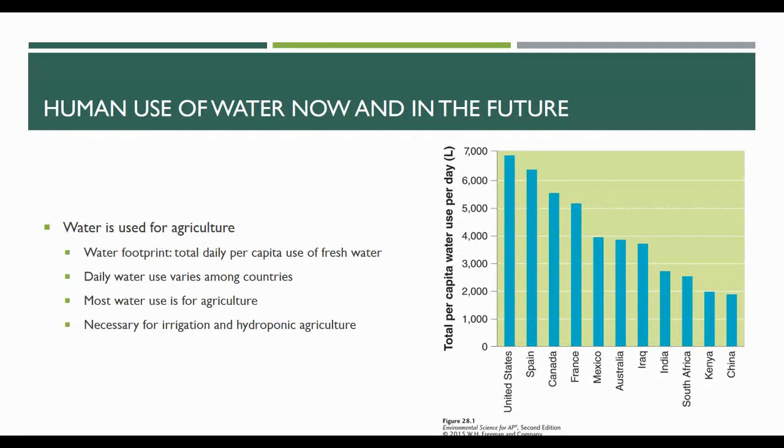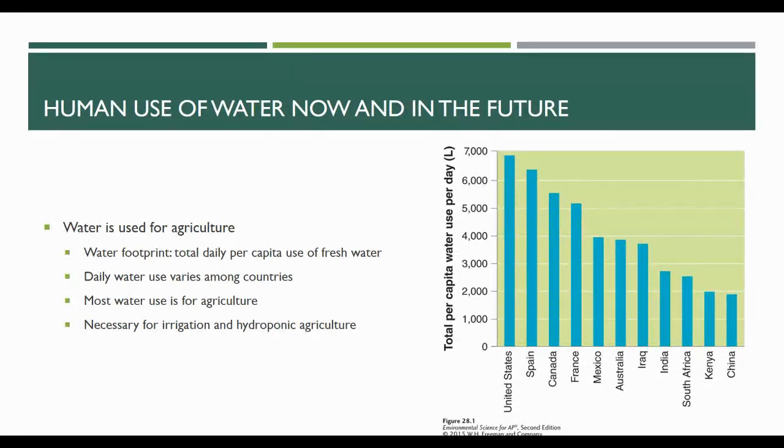Last, we will talk about human use of water now and in the future. Most of our water use is for agriculture. So when we talk about our water footprint, that's our total daily per capita use of fresh water. And that's going to vary among countries, which you can see in figure 28.1. It's going to be a little bit higher in developed countries and a little lower in developing countries.